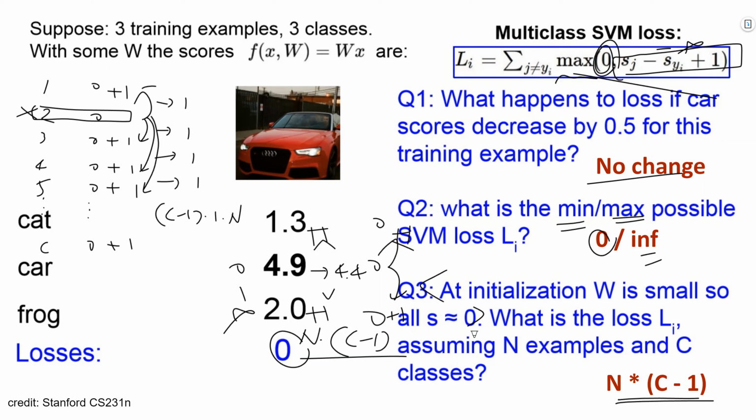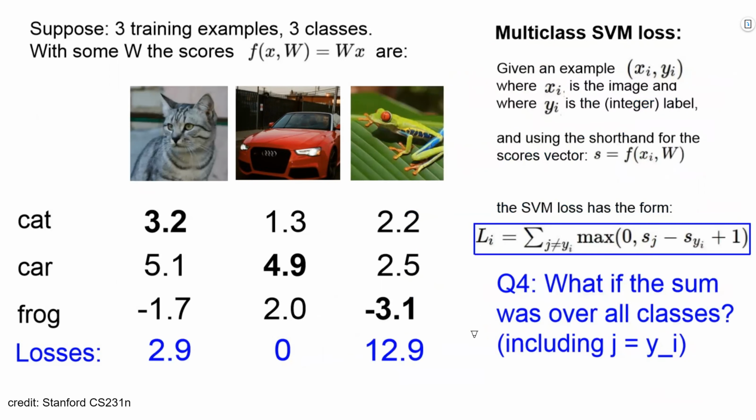And the fourth question is, what if the sum was over all classes? Here we are excluding the ground truth yi. Well, what if we include just this one as well? What happens? Yeah, it's just adding 1, meaningless 1.